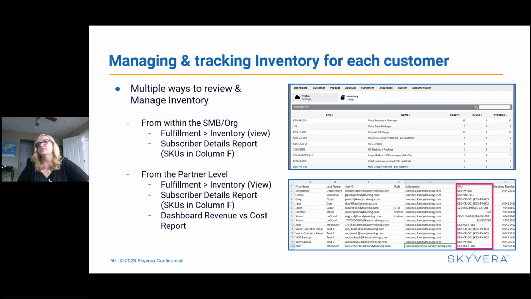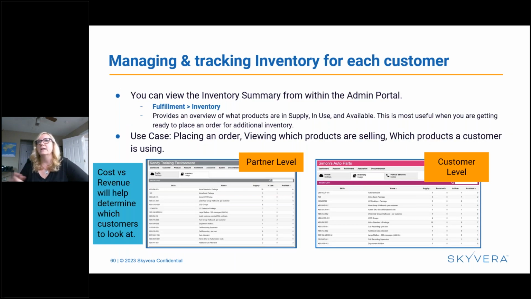So let's click through these just a minute and you can see them again, just kind of a recap. So versus the partner level versus the customer level here. And again, you go into fulfillment inventory, and the big difference is at the partner level, you see all your downstream orgs, all your downstream resellers, all your downstream SMBs. At the customer level, it's just what they have. And again, you see supply, in use, and available. Sometimes you may see reserved because it's been ordered at that customer level as well.